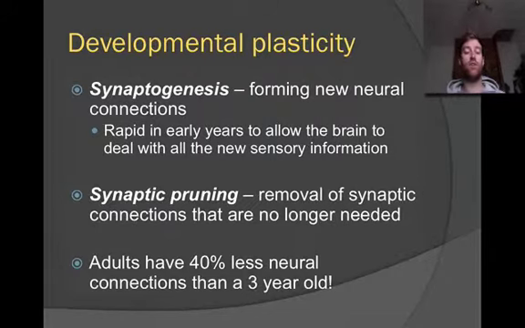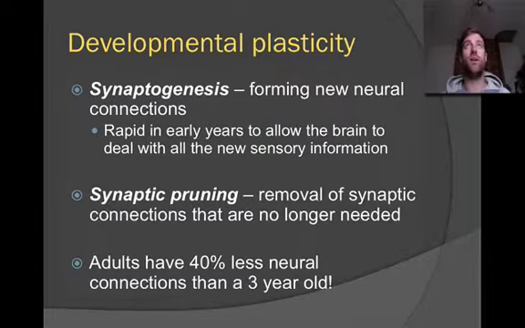Here's that word that I was trying to say before, synaptogenesis, which means forming new neural connections. Genesis, for those people who may have knowledge of the Old Testament, is the creation story, that God created everything in 6 days. So Genesis means creation or birth. We have this rapid in the early years to allow the brain to deal with all types of new sensory information.